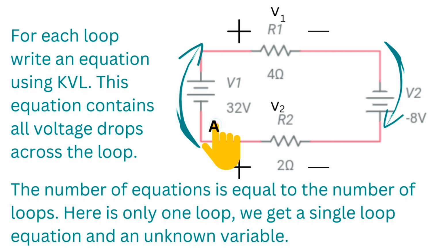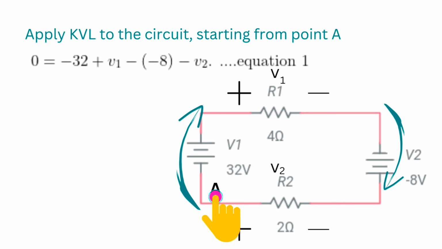We will begin with A and end at A as well. So we start writing KVL equation from here. Minus 32, this is the first voltage source. Then R1, its voltage is plus V1. Then the next element is V2 and its voltage is minus 8, and in the last we will get minus V2, and this is the only loop equation.